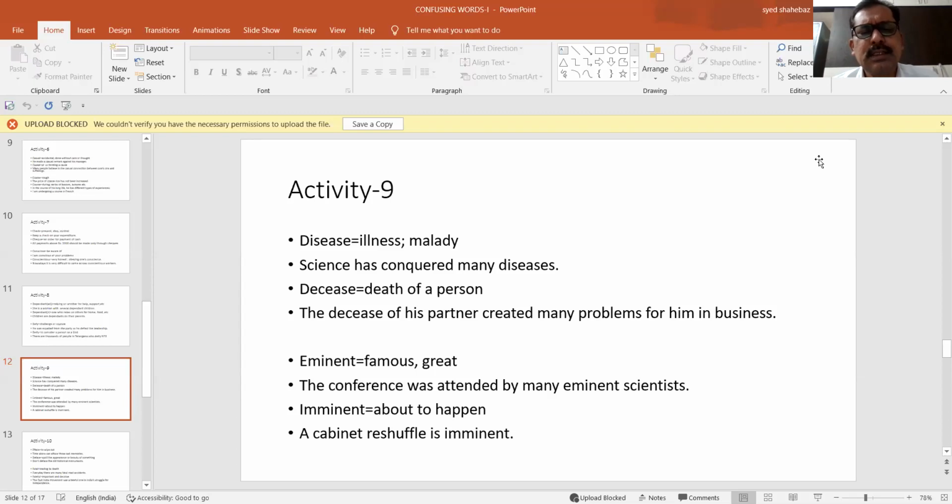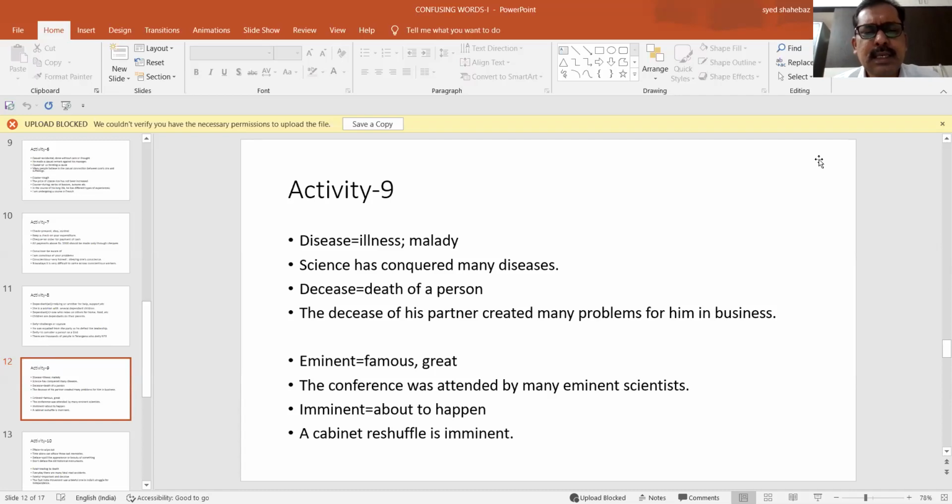Next one is decease. D-E-C-E-A-S-E, decease means the death of a person. The existence of a person is no more. The person is no more in existence. That is called decease. The decease of his partner created many problems for him in business. The decease means the death of his partner created many problems for him in business. That is decease.